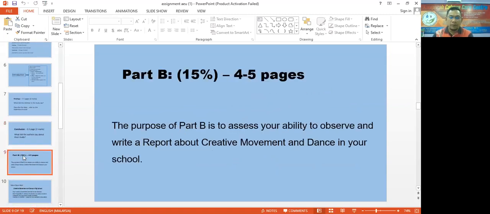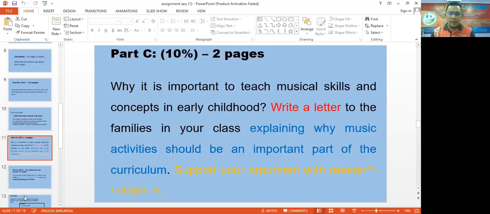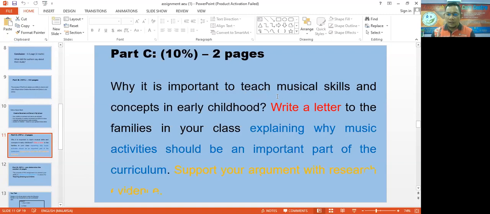Then part B, 15 marks, 4 to 5 pages. The purpose of part B is that you need to write a report. There is no set format for reports, but you need to write it in any acceptable format. For part C, write a letter. Of course, it is a formal letter. Explain why music activity should be an important part of the curriculum.